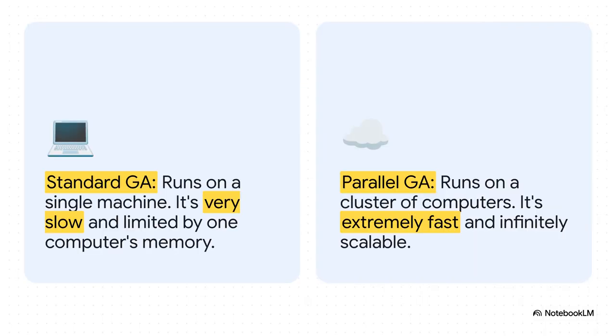And this is where the genius idea from our researchers really clicks. They asked, why run this slow process on just one computer? What if we unleash it across hundreds, maybe thousands of machines in the cloud, all at the same time? The difference is just night and day. You go from a slow, bottlenecked process to something that is lightning fast and can scale up pretty much infinitely.